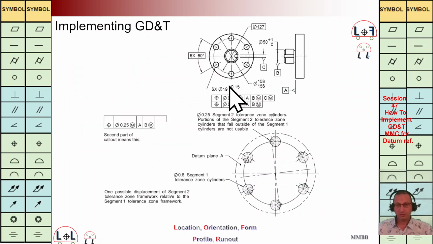Here we are going to have another example. We are going to have TZ 0.25 with respect to A and B. We are going to have modifier M here, and we are going to have another independent FCF with a TZ of 0.8 with respect to A, B, C. We are going to have a modifier for B and also C. What does it mean? It means for B is here. We can see this axis.